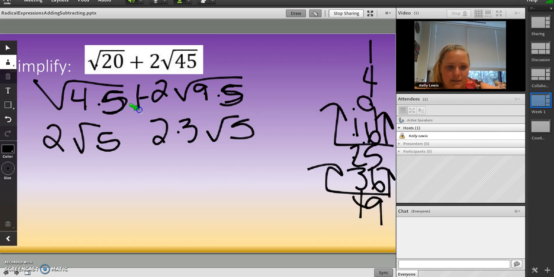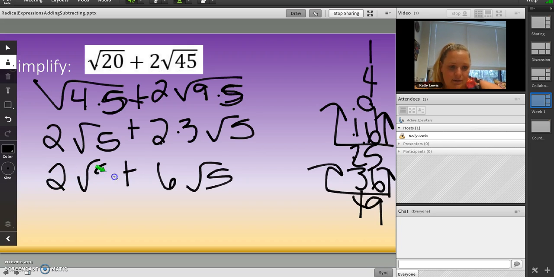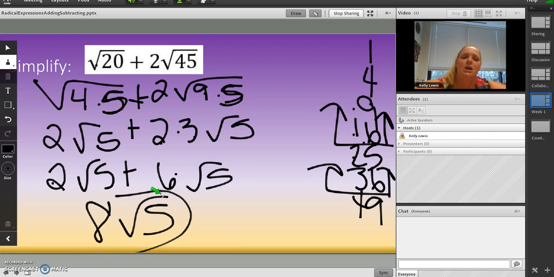We have a 5, there's a plus 9. All right, 2 times 3 is 6. So what this really says is we have 2 of these square root 5s, and we have 6 of them, so we really have 8 of these guys. So if they don't match, let's see if we can make a match and then add or subtract them.